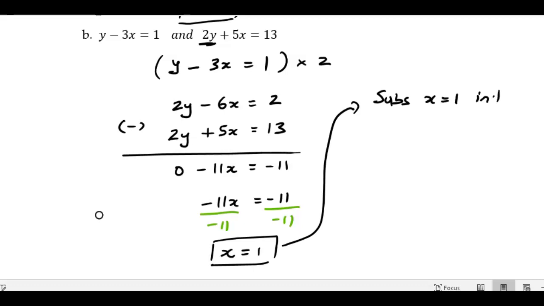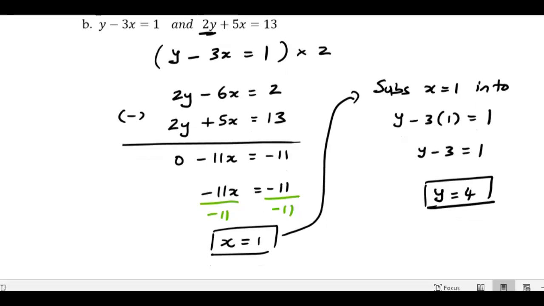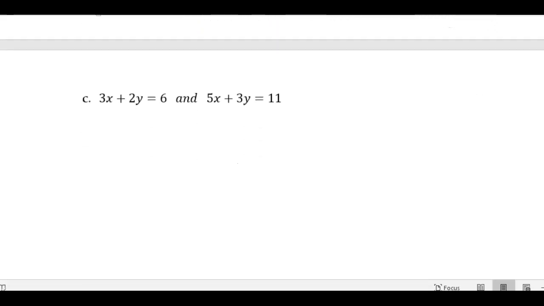I'm going to substitute x is equal to 1 into the first equation. y minus 3 times 1 equals 1, or in other words, y minus 3 is equal to 1, giving us a solution for y as equal to 4. And that completes the question using the process of elimination. Right, one final example in this video.